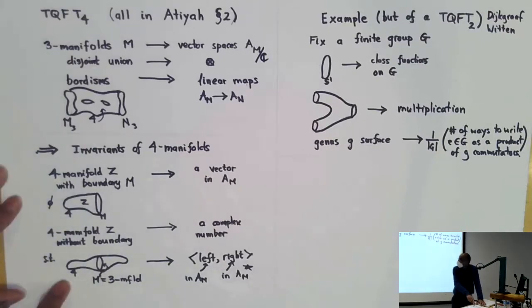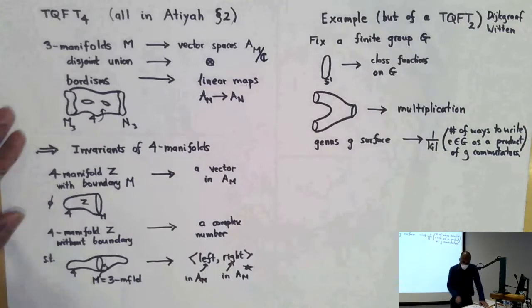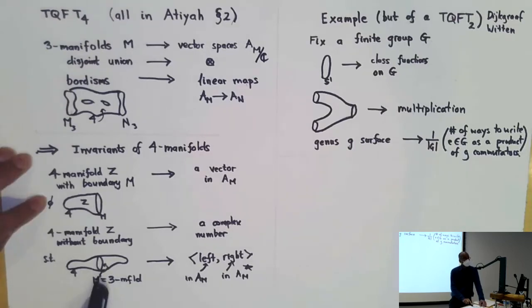So imagine this is now a four manifold that I've drawn here, and I cut it in two, all right? So I now have two halves, each with boundary the same three manifold. And the way you can compute the numerical invariant is like this, and this is, again, just a consequence of the axioms, which I haven't stated all of them. The left half of this picture, if you just look at the left half, gives you a vector in A sub M. That's what I just said.